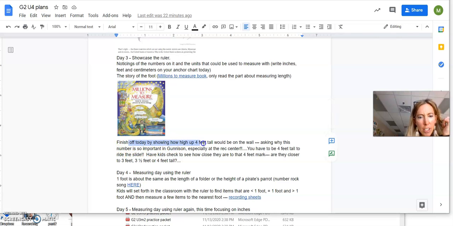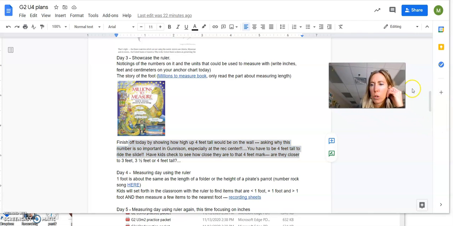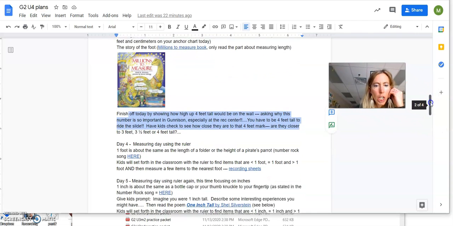And then finish off today by showing how high up 4 feet tall would be on the wall. Why would we do that? Because in Gunnison at the rec center, you have to be 4 feet tall to ride the slide. So kids could check how close they are to that 4-foot mark. And we could figure out how tall 4 feet is by using our ruler.